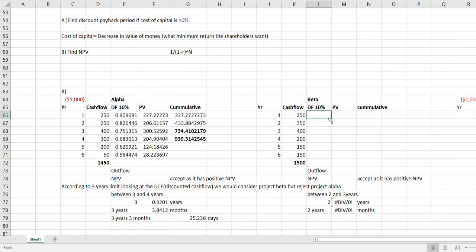Let's look at this one. So the discount factor is going to be the same. This is called the discount factor. If the percentage is different, obviously this figure will be different. Otherwise, it will be the same. So we will do the same thing here.